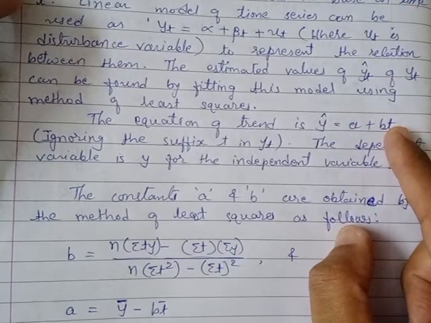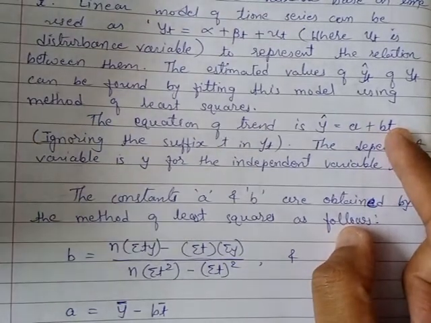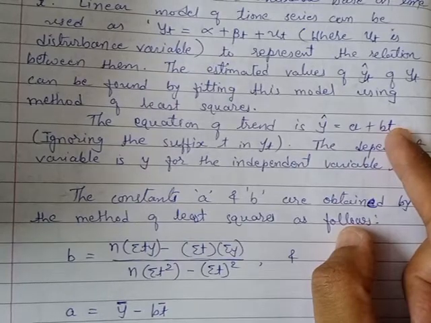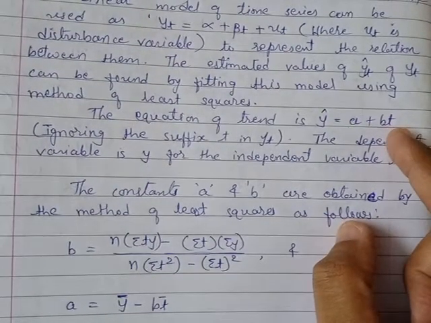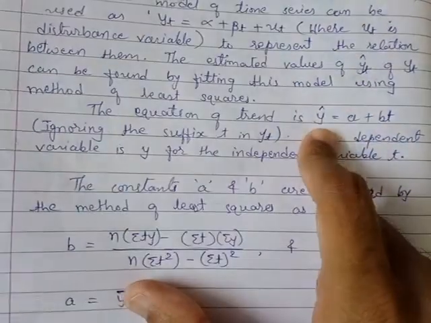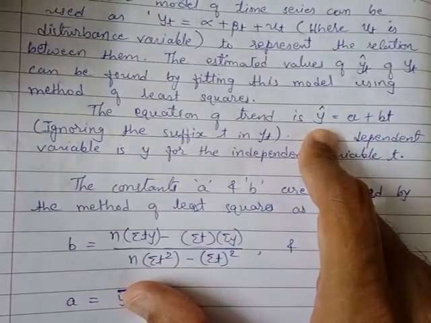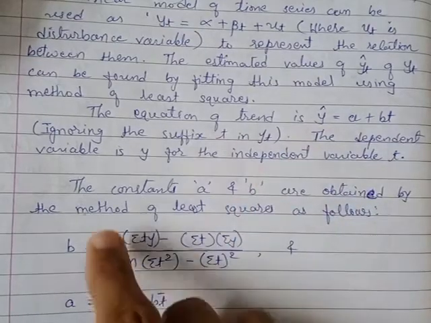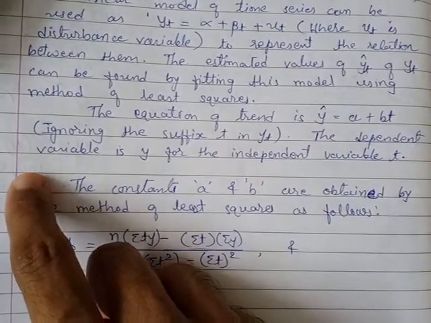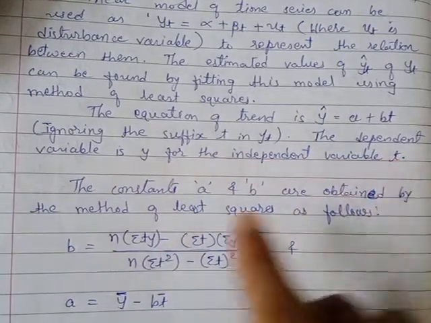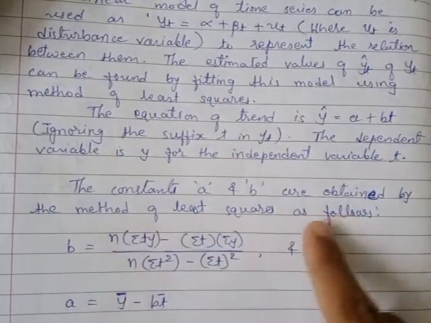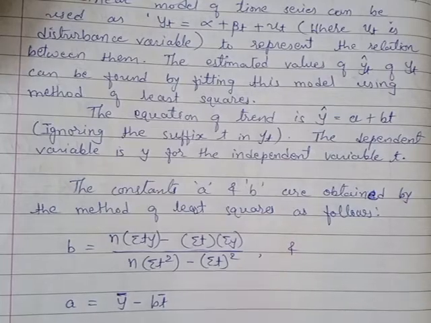T is what? A time. Instead of x, in the last chapter we used x as the independent variable. Over here the independent variable is time t, so I have used that, and y is the dependent variable, whose estimated value we are finding. So I have written y cap here, where the dependent variable is y for the independent variable t. Now these constants a and b can be calculated with the help of the method of least squares.